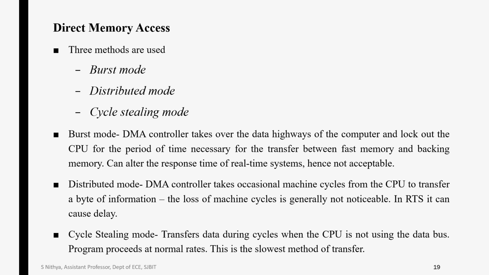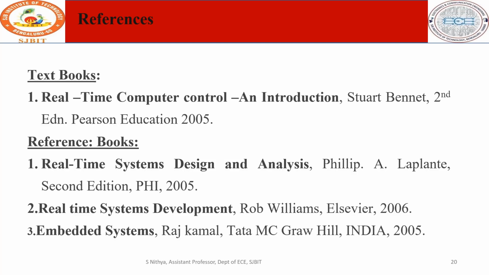In the distributed mode, the DMA controller takes the occasional machine cycle from the CPU to transfer a byte of information. The loss of machine cycles is generally not noticeable, though in a real-time system it can cause a delay. And in cycle stealing mode, it transfers the data during cycles when the CPU is not using the data bus. The program proceeds at a normal rate. So this is the slowest method, the slowest transfer. Okay. So these are the data transfer techniques.